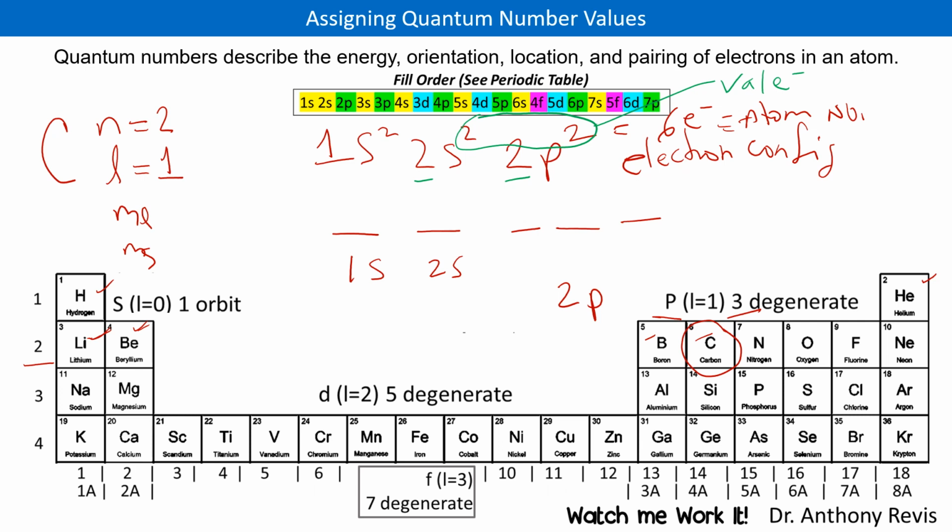Now, let's put in our electrons according to Hund's rule. Hund's rule says we can only pair once we've filled all of the degenerates. Since there's only one 1s, we can fill it with 2. It's only one 2s, we can fill it with 2. With the 2p, we have to distribute 1, 2 across the 2p. Now that we distributed it, that's it.